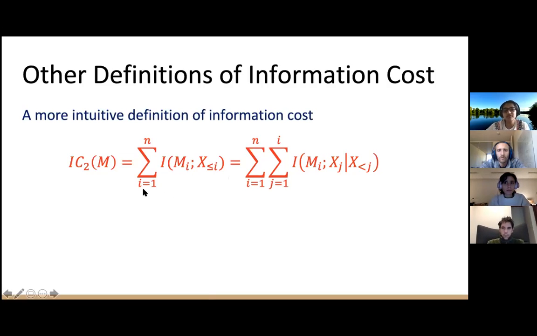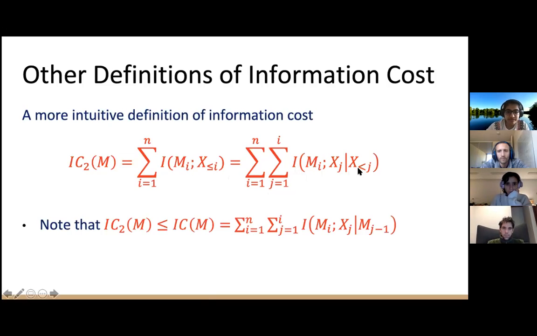Now, you sum from i equal to 1 to n. And by the chain rule, this will be exactly equal to the mutual information between M and the jth input bit, conditioned on the input up to the jth level. We note that the information cost as defined on this page is less than or equal to the information cost defined on the previous page, as long as M only uses private randomness.